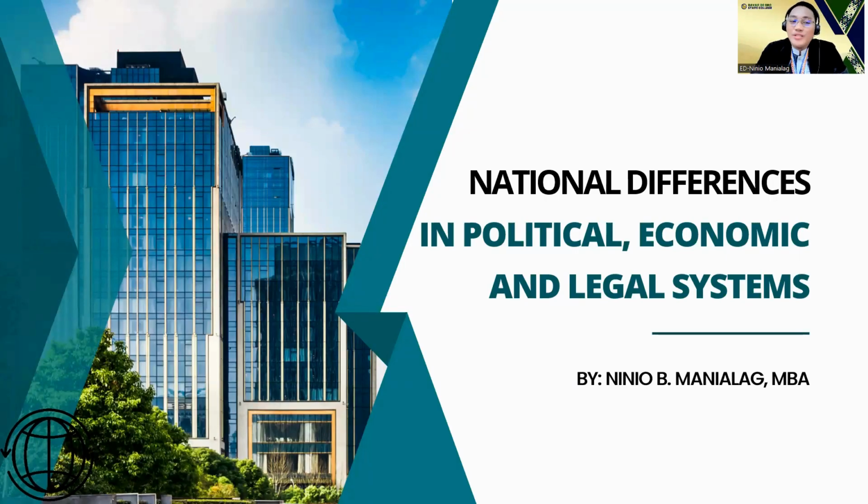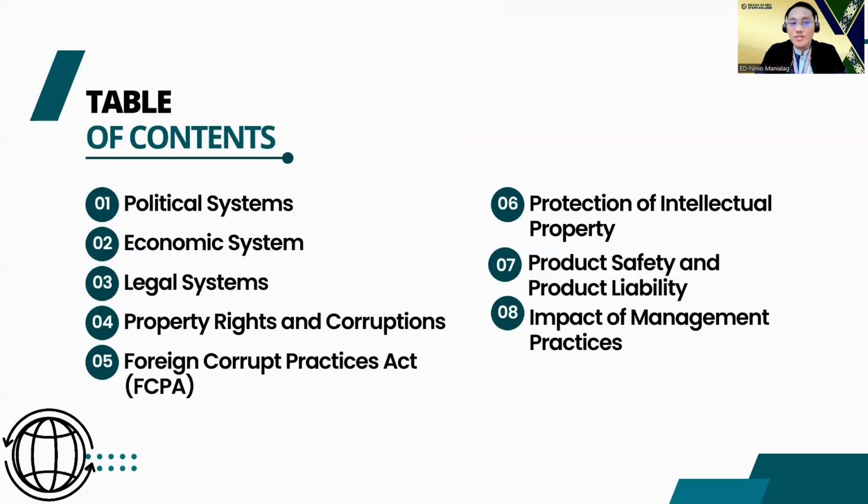Now, what we're going to discuss now, we're going to focus more on the national differences in political, economic, and legal systems. And these are the things that we're going to discuss under these chapters: the political system, the economic systems, the legal systems, the property rights and corruption, Foreign Corrupt Practices Act, and six is protection of intellectual property, production safety and product liability, and lastly is impact on management practices.